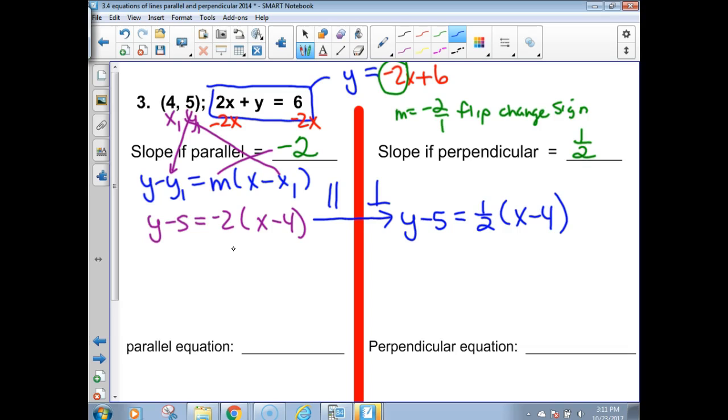All right, let's work on the parallel line first. Parallel lines equation. Putting it in. Okay, so the equation of this line will be y equals negative 2x plus 13.